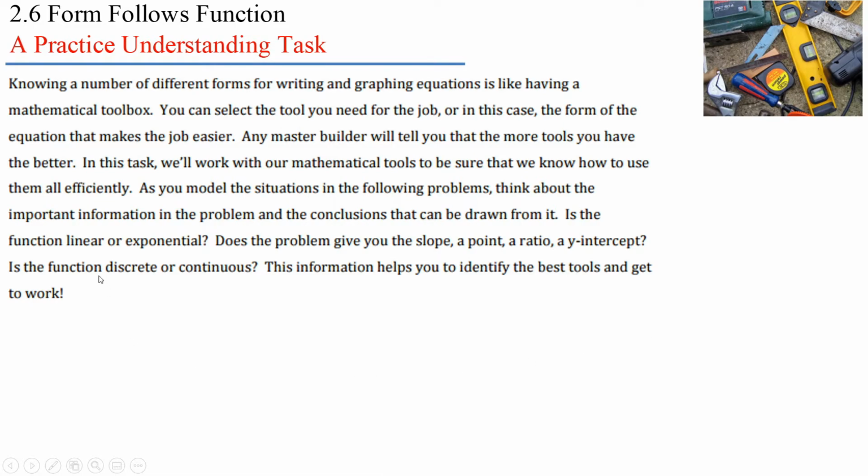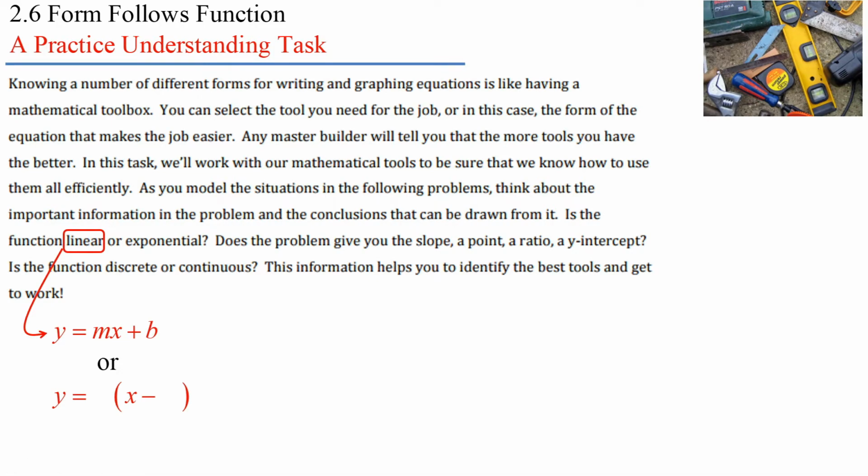Now, I want to highlight a couple things here. Linear. Most important that you need the two forms of a linear equation. So, if I have a slope and a y-intercept, my equation is y equals m, the slope, times x plus b, the y-intercept.